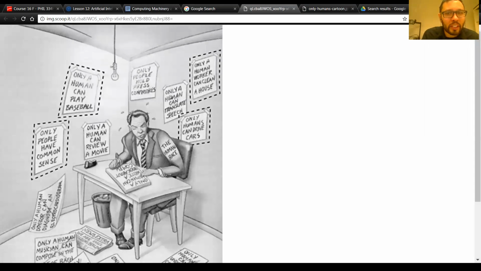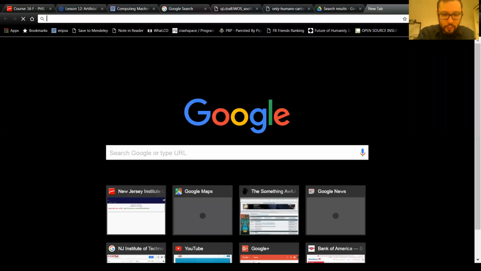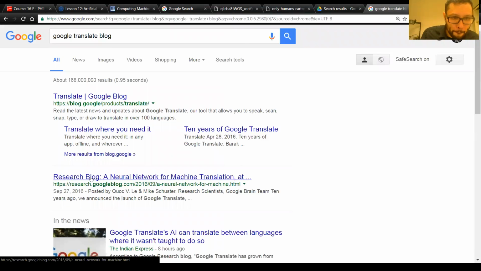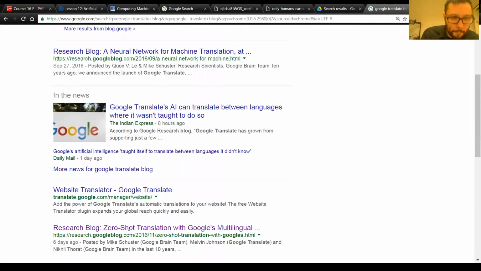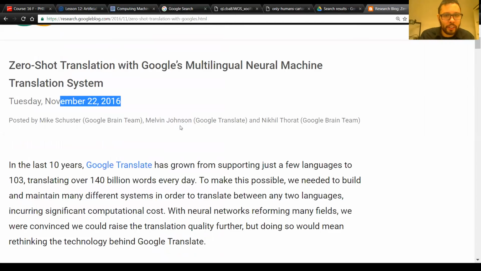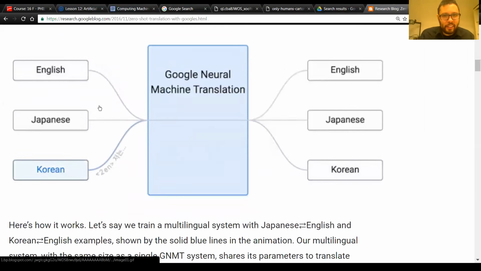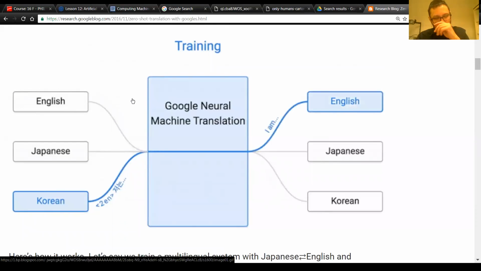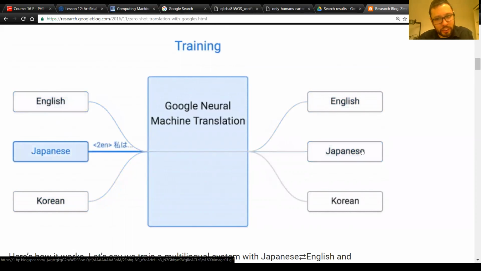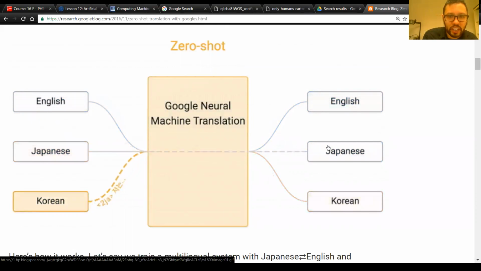For instance, only humans can translate speech. Well, just a few days ago, Google, on their research blog, released a discussion of their new translation app. They use neural networks to do this. It used to be the case that in order to translate from English to Japanese, say, or English to Korean, you'd have to train a system to do that specific translation. So there was a system trained specifically to do English to Japanese, and a different system to do English to Korean.